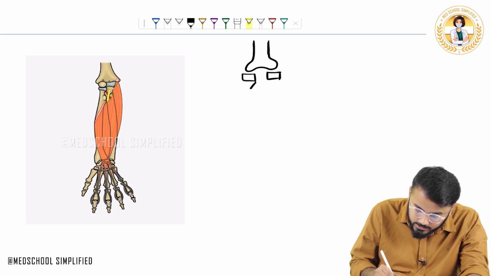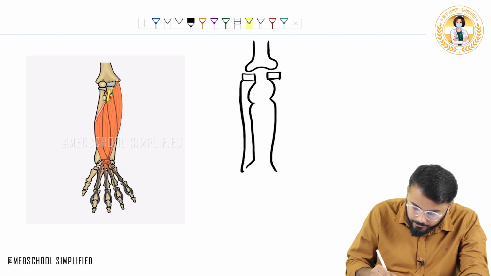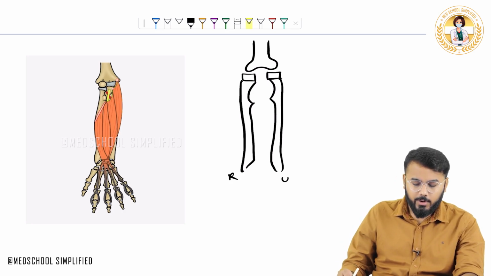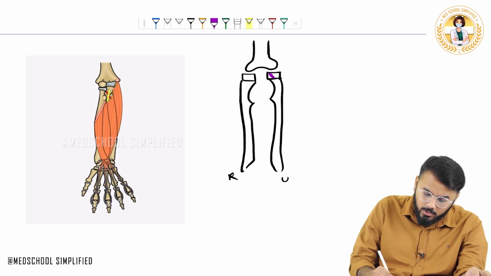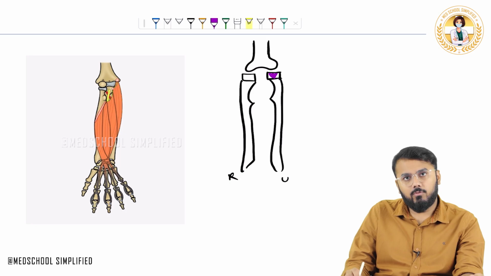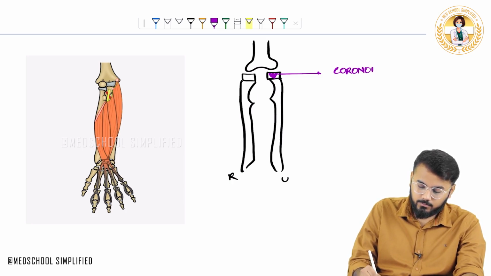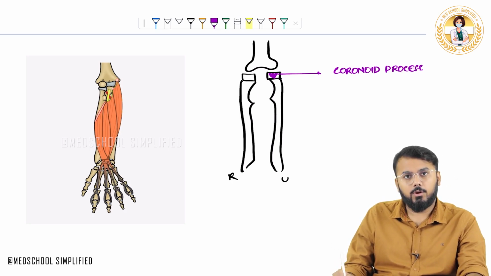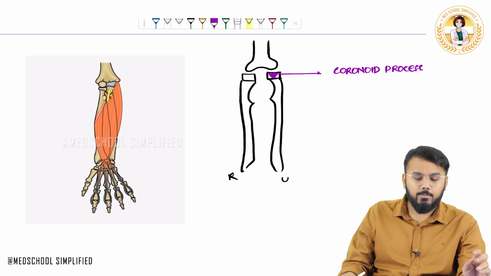So as all of you can see here, this is your radius, this is your ulna. Remember one very important point: on the surface of the ulna bone, on the head of the ulna, we have got a small tubercle. You call it the coronoid process of the ulna. Okay, not coracoid process. Coracoid process is different. This is coronoid process. This is a very important thing you need to know.